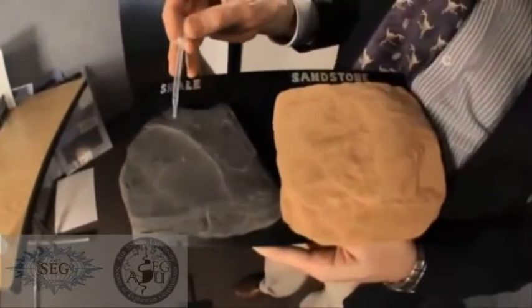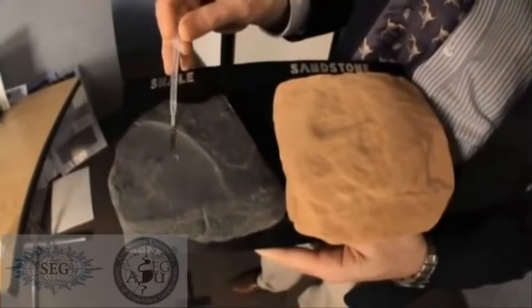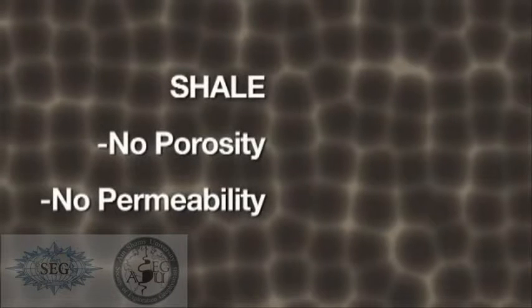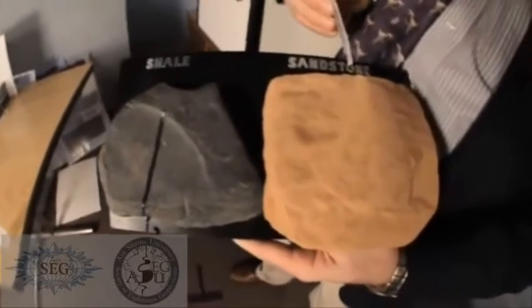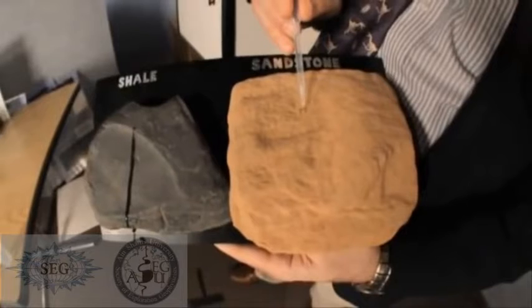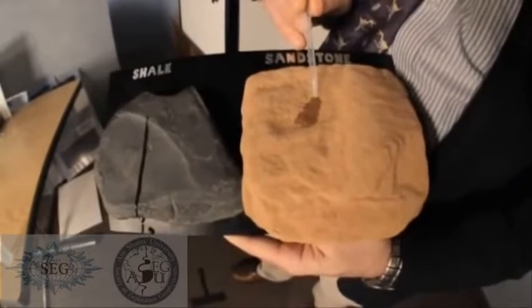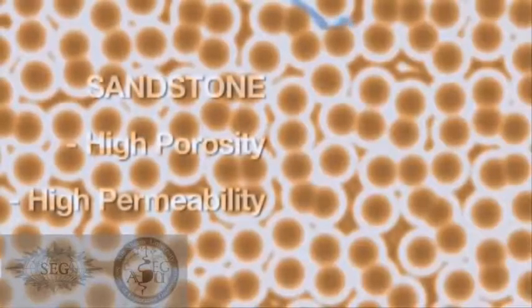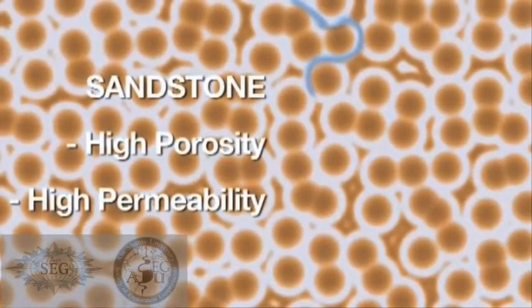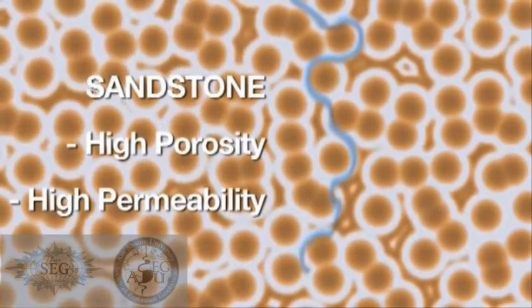So if I take a little bit of water and I put it on the shale, the water just runs right off the shale. Okay, and therefore it has no porosity or permeability. Now, if we do that same test, and we put it on the sandstone, what we'll notice is it will run a little bit, but all the water soaks up into the sandstone. Okay, so therefore sandstone has high porosity and permeability, whereas shale has no porosity and permeability.